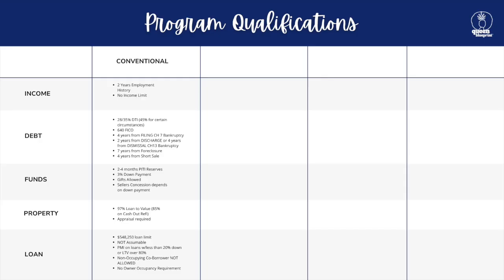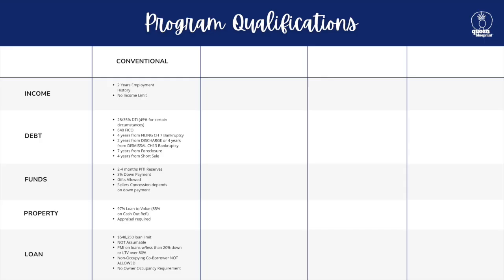Okay, loan. So the actual loan will have a loan limit, and this may have increased because this is an older presentation, but it has a loan limit of $548,250. It may have increased since this was created. So my bad, but I think this was last year. Last year I created this presentation and I was teaching it. So it may have increased this year, all right? It is not assumable. You cannot assume a conventional loan, okay? You cannot assume a conventional loan.